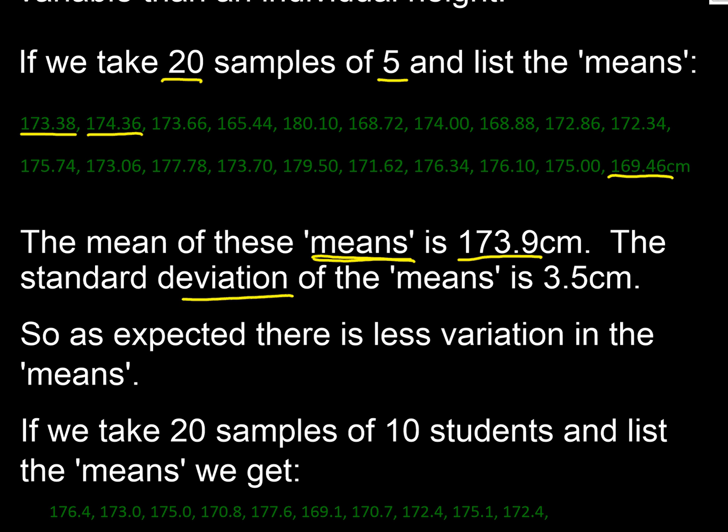But we can also calculate the standard deviation of these means, and we get 3.5 centimeters here, which is smaller than the 6.5 for the population. Would we expect that? Yeah, because there's going to be less variation in these means. But we can follow on this approach.